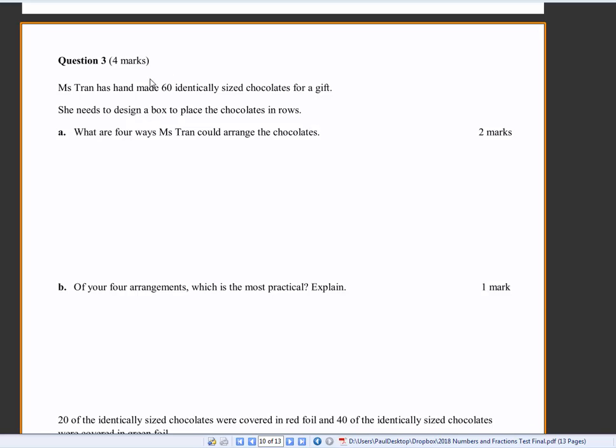Okay, Ms. Tran has made 60 identically sized chocolates for a gift. She needs to design a box to place the chocolates in rows, and we're looking for 4 ways Ms. Tran could arrange the chocolates. Basically this is a common factor question. So we're looking for the factors of 60, or numbers that multiply together to equal 60. We weren't looking for a drawing here. When we're talking about 4 ways she can do it, the best way is to actually describe some.